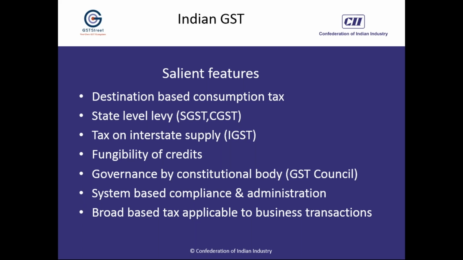And there is a fungibility of the credits. The IGST can be used to pay IGST as well as CGST and SGST, whereas CGST and SGST can be used for payment of output CGST or SGST respectively, as well as the IGST, if the credits available are more than the output liability under the respective taxes. So the credits are more or less fully fungible.